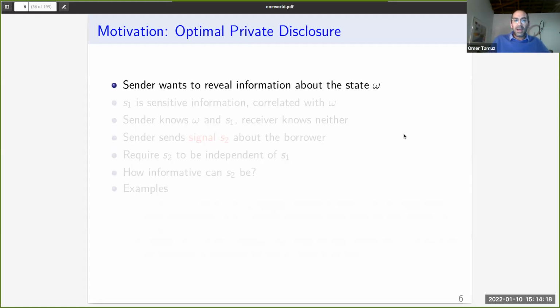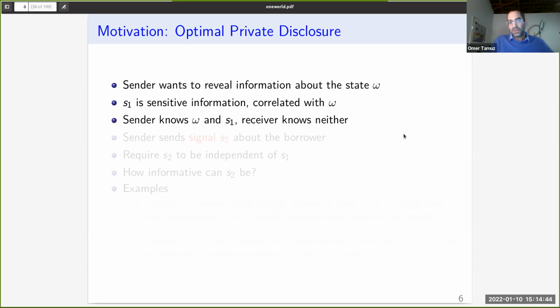Okay, let's talk about something a bit more formal. Here is sort of our main application. We have a sender who wants to reveal information about the state omega. So we're just going to have a sender and a receiver. And S1 is some sensitive information that's correlated with omega. I'll give some examples later. The point is that the sender knows omega and S1. The receiver doesn't know either one.